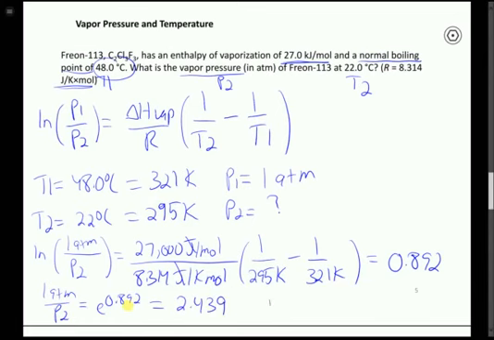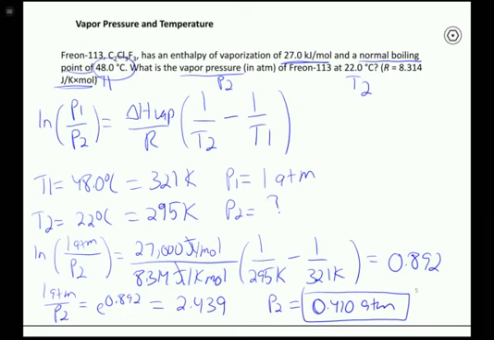Alright, and then finally if we solve for P2, it should be less than 1 atmosphere because it's a lower temperature, and we get 0.41 atmospheres. I don't remember if this was multiple choice or free response, I think it was multiple choice, but this should be the answer that you got. So when you're checking these, we know that the vapor pressure decreases with temperature. So if we're talking about a temperature below the boiling point, then our vapor pressure should be less than 1 atmosphere, which it is here.